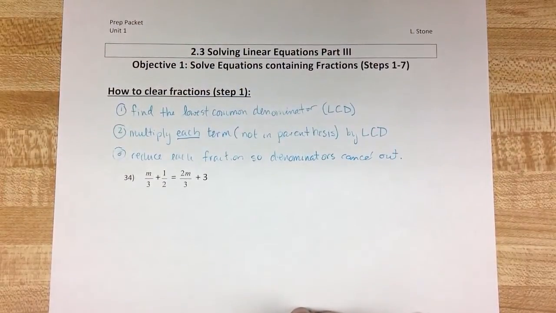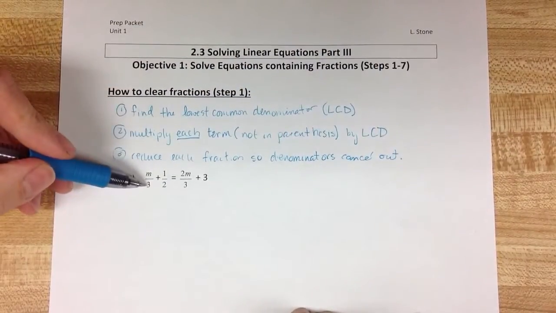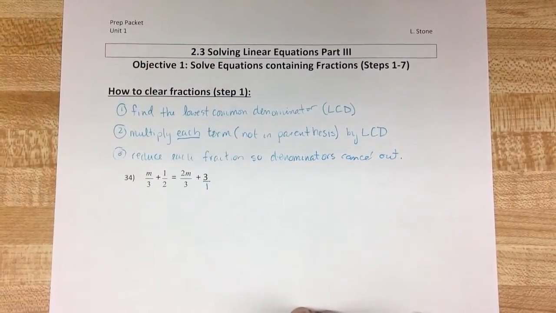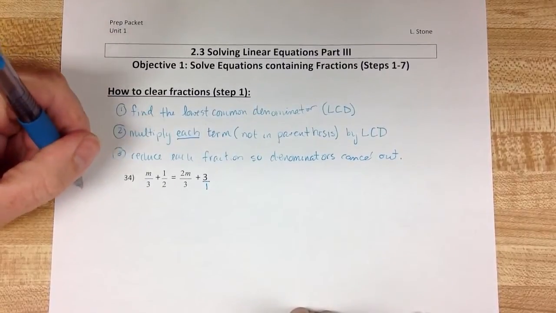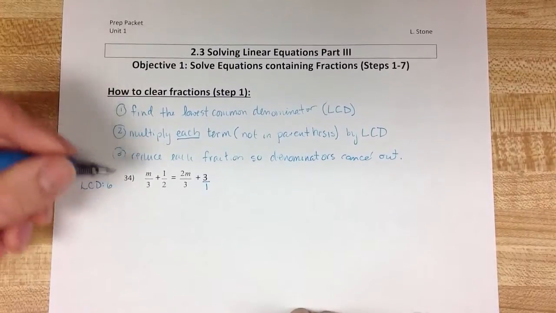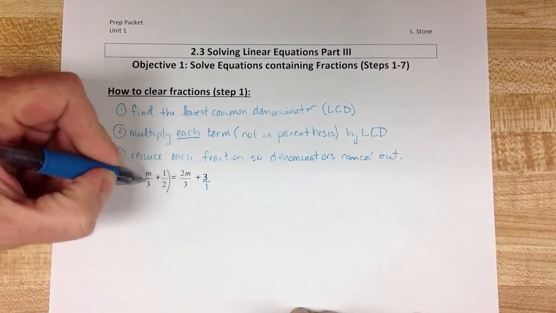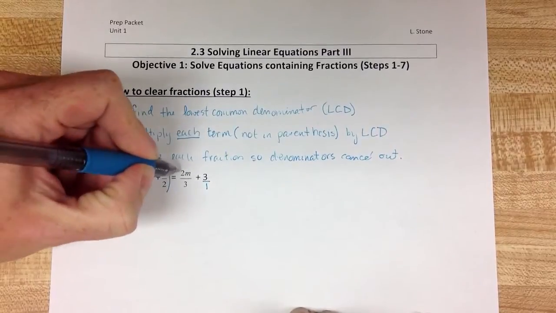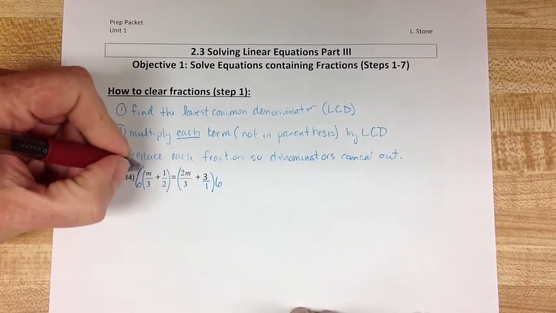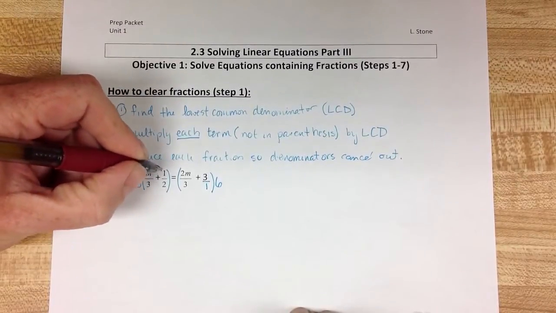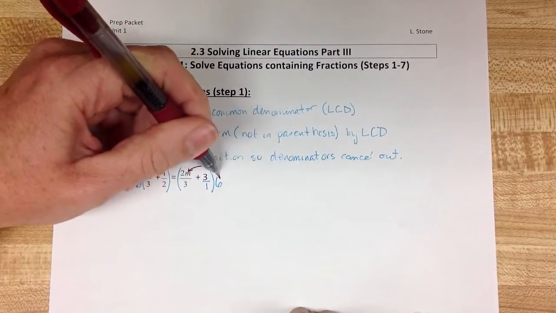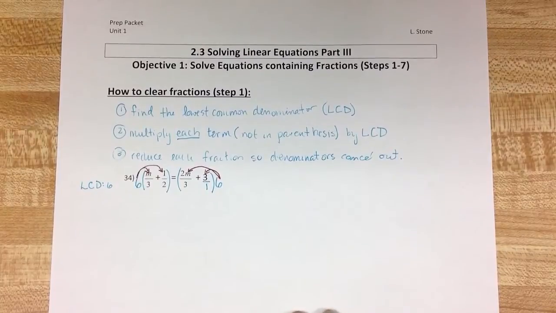So let's look at a couple of examples. In this first one, I have denominators of 3, 2, 3, and my whole number 3 also has a denominator of 1. So my lowest common denominator among these is going to be 6. To multiply each of my terms by 6, I'm going to use the distributive property to show that I'm going to multiply the 6 by the m over 3 and by the 1/2. I'm also going to multiply 6 by 2m over 3 and by 3 over 1.